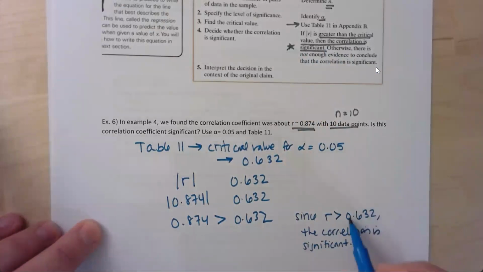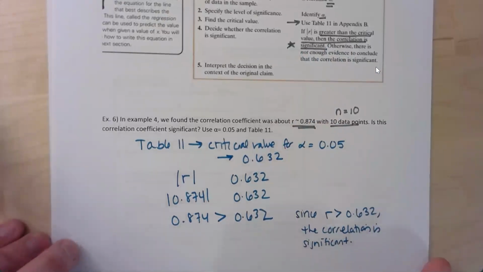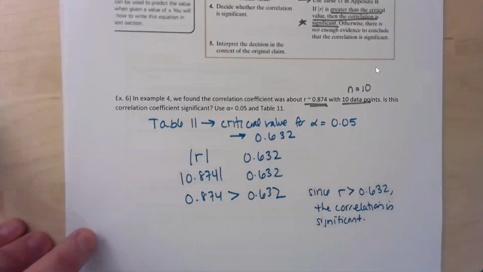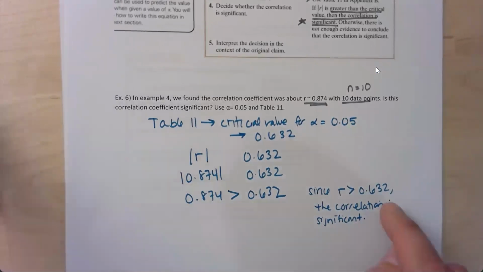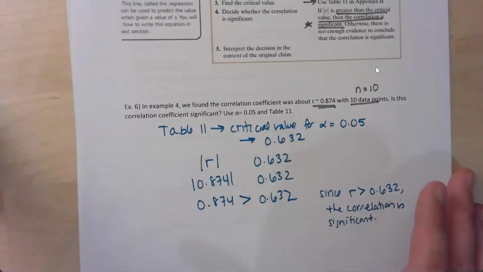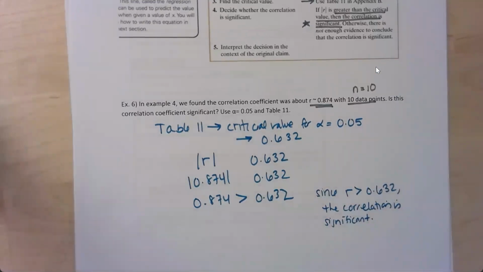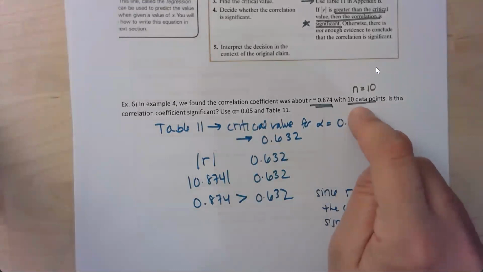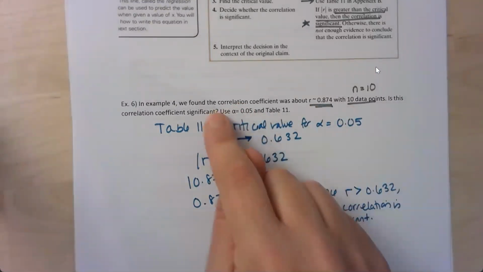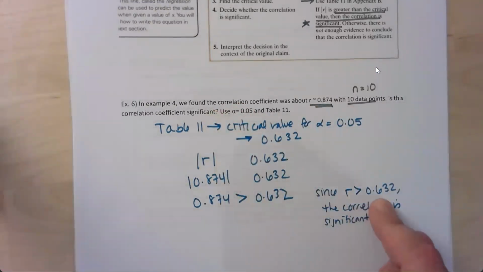So this is the cutoff for that sample size, an alpha of 0.05, to be significant, right? If your R is bigger than that, then it's going to be significant. So it's not just us guessing, okay, is 0.8 significant? Does that seem big enough? We actually have a system in place now where everybody can agree on that. For a sample size of 10, an alpha of 0.05, as long as your R is bigger than 0.632, we all agree that yes, that's significant.